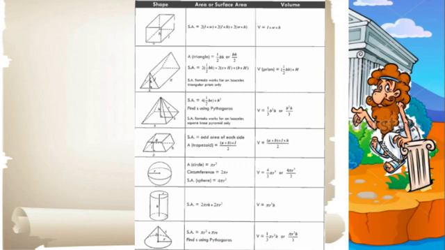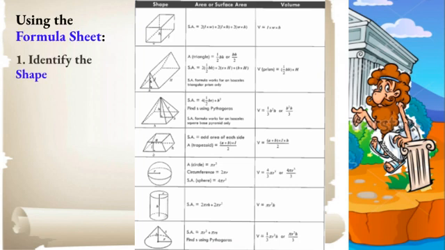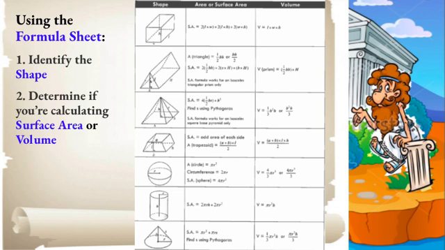You can then see that the two columns to the right of the shapes are their corresponding surface area and volume formulas. You will use this formula sheet as you work through the various problems in this unit. Think of this formula sheet as your mathematical toolbox for calculating volume and surface area. Here are the steps to use it. First, identify the shape you are trying to analyze. Second, determine if you are calculating surface area or volume. Thirdly, select the correct formula to use.